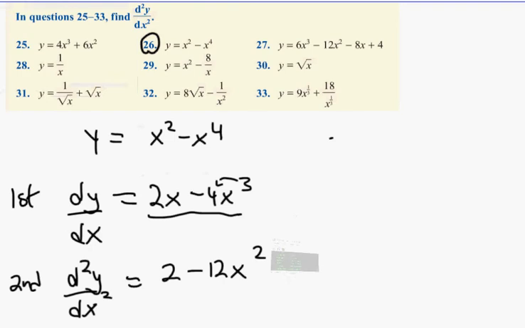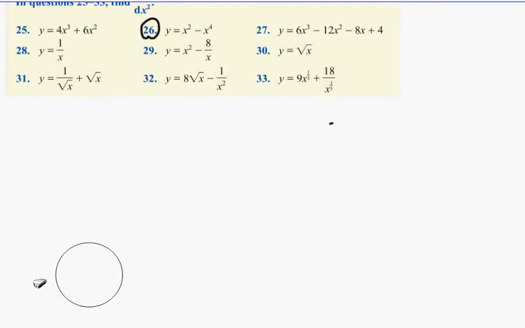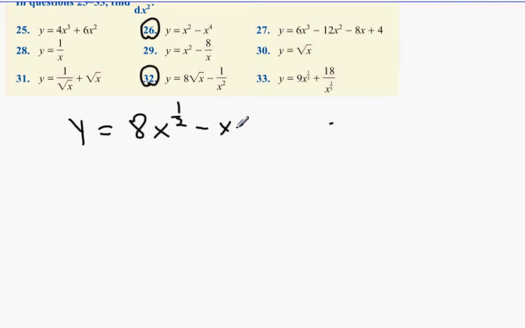Guys, next thing, okay? What we're looking at here is that's the question 26 done. Now we're going to go to a more difficult one. An example of a more difficult one might be question 32. Now guys, 32 changes into 8x to the power of a half minus x to the power minus 2.